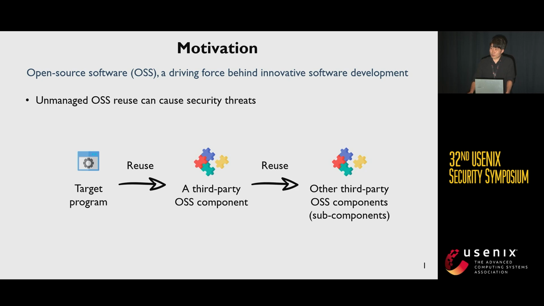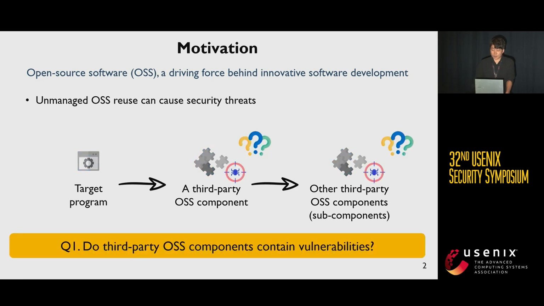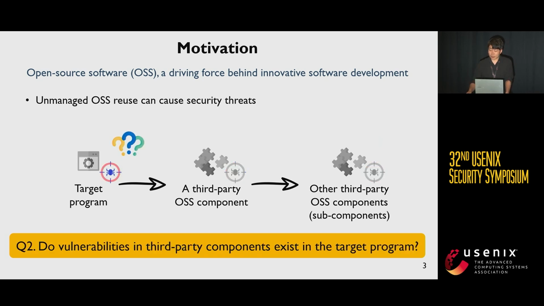The target program is reusing a third-party open source component, which contains many other sub-components in its code base. To prevent threats from the propagation of vulnerabilities, first, we should identify whether a vulnerable third-party OSS component is contained in the target program code base. This also applies to all the sub-components. Next, we need to examine whether the vulnerabilities of third-party components were actually propagated to the target program.